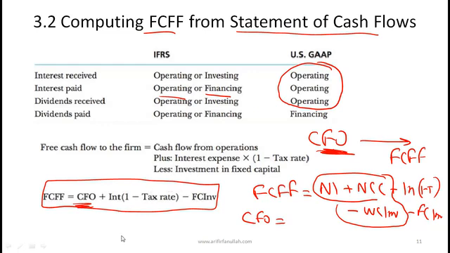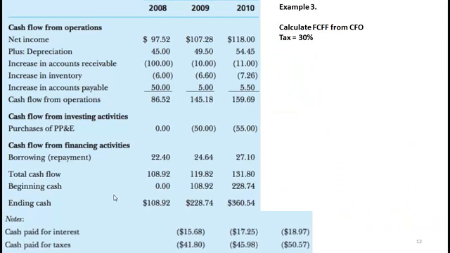Actually, then the formula simply becomes CFO minus fixed capital investment, if we are assuming that the interest is classified as financing. So fairly straightforward, I hope. Okay, so then let's do it. Let's calculate the free cash flow to firm starting with CFO.